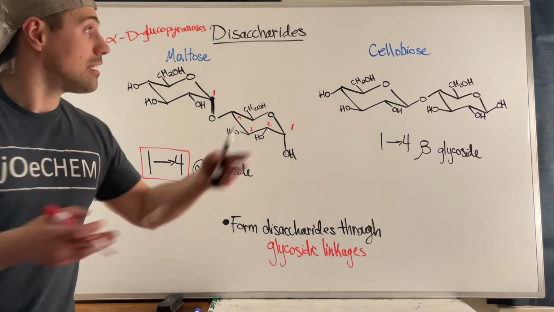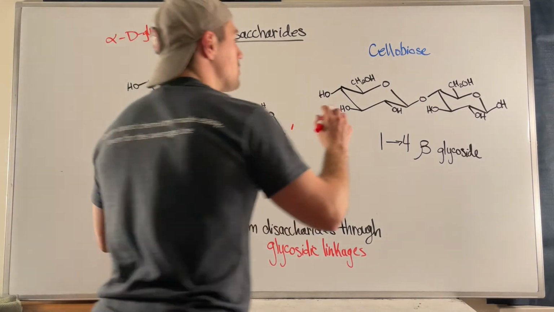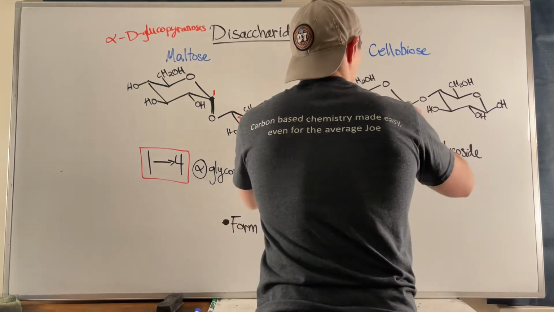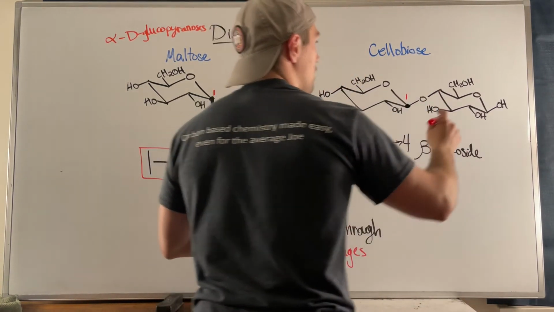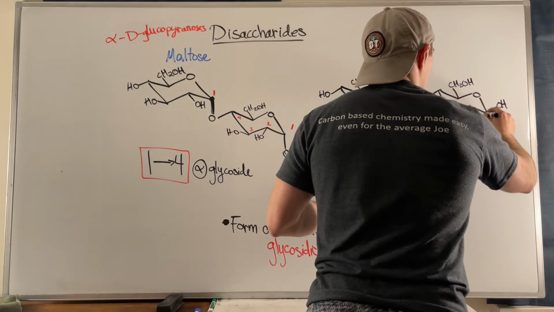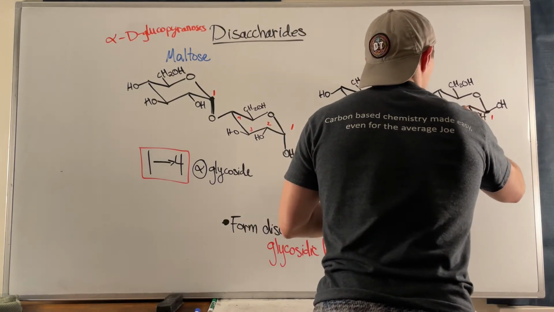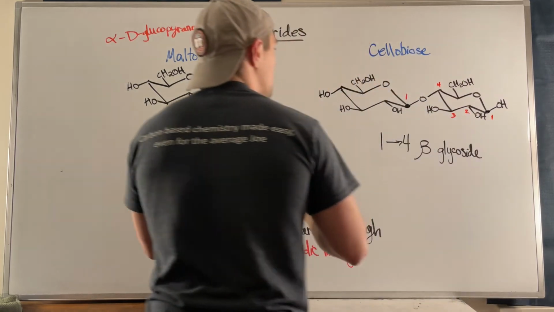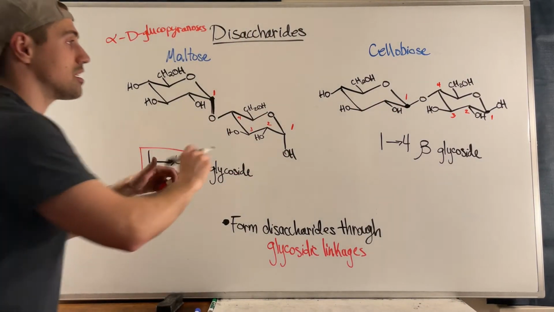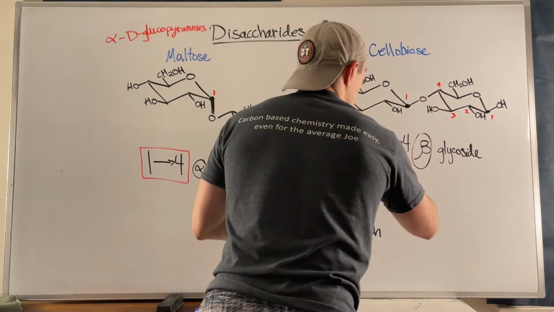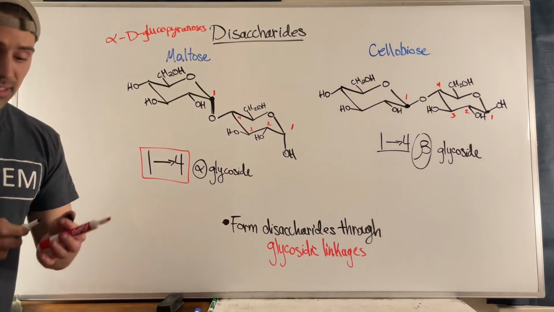If we take a look at cellobiose and apply the same type of numbering scheme, right, we can say, all right, this is going to be our position number 1, and then from this anomeric carbon over here, we can go 1, 2, 3, and then 4. So you can see the anomeric carbon to the left, right? It looks like this is going up, so that's why we would call this a 1,4 beta glycoside.